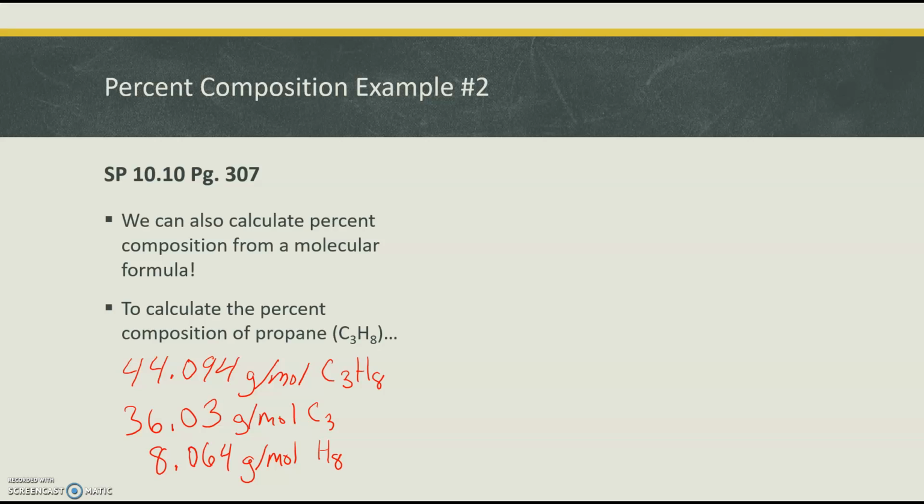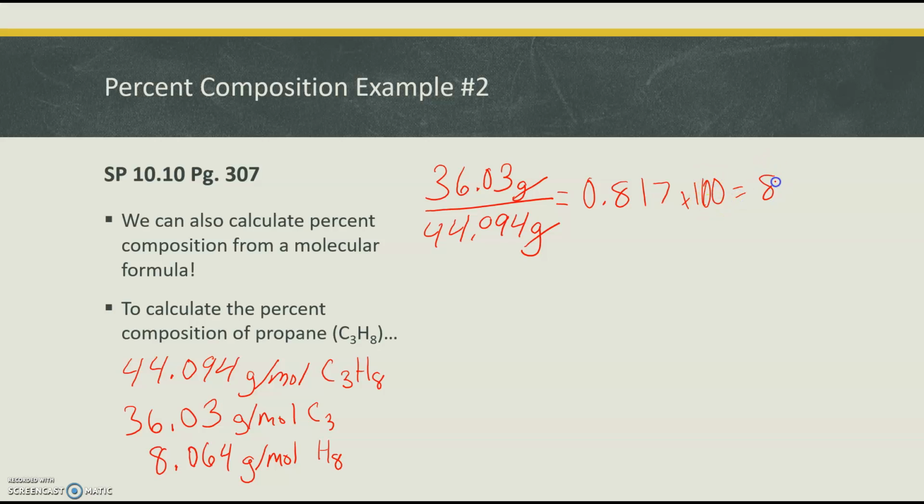All right, let's check the answers that we got. Starting with carbon, 36.03 grams of carbon over the total 44.094 grams, which is our total for propane, should give us 0.817. Remember, grams cancel out. We multiply this by 100, and we find 81.7% carbon.